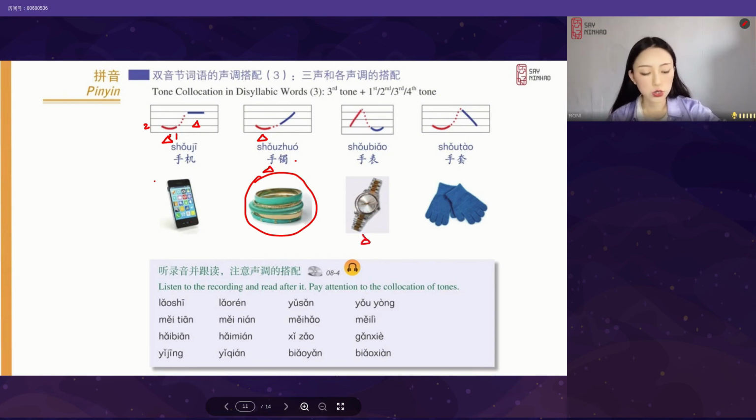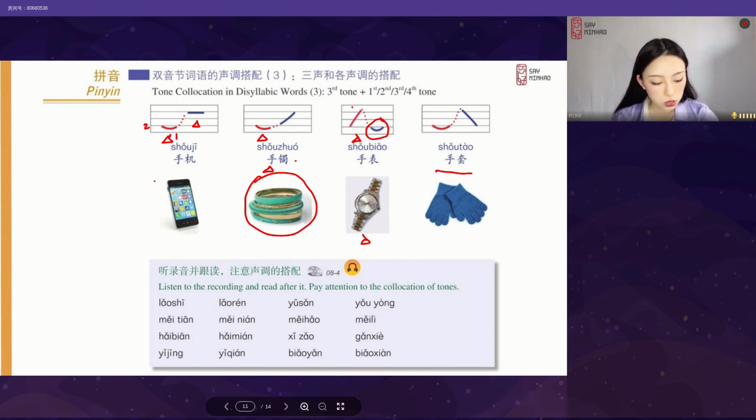This watch. 手表. And we can see here, the first third tone is changing to second tone because when there are two third tones come together, we will change the first one into second tone. This is the tone sandhi of two third tones, okay? Second tone, and the next one is half third tone. So read after me. 手表.